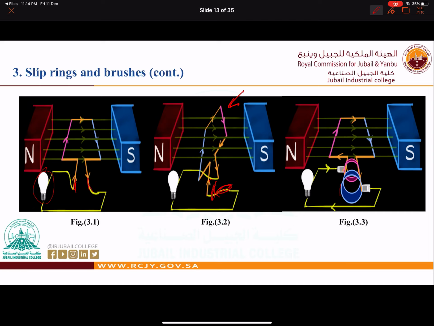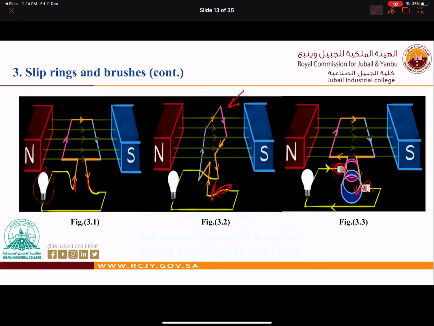That's why we will have two metallic rings, which are made of copper. So we don't have a twisting problem now, and the brushes are fixed, not moving. So the ring is moving, but the brush is not moving. That's why we don't have a problem.